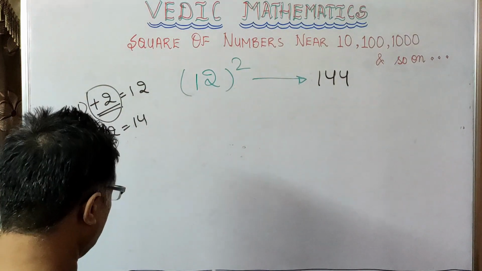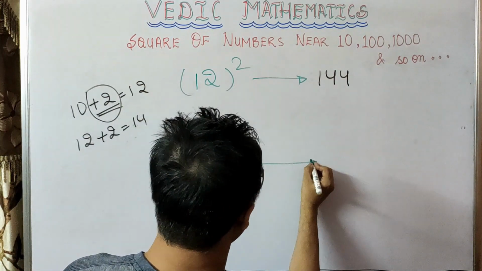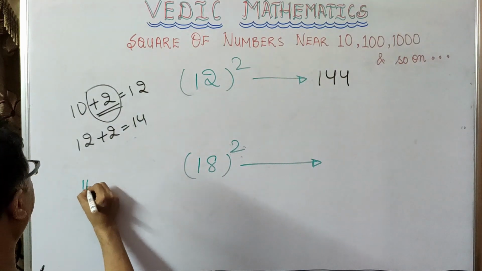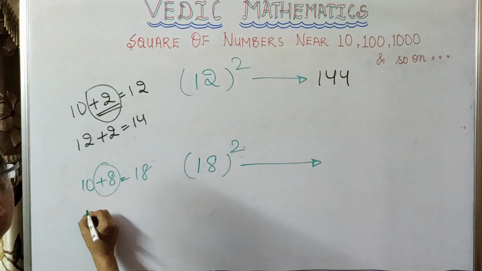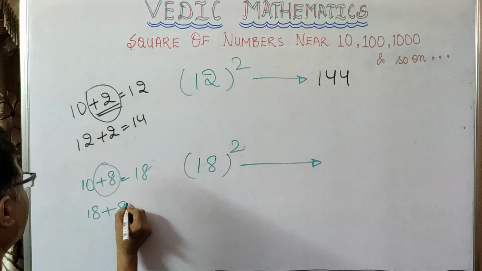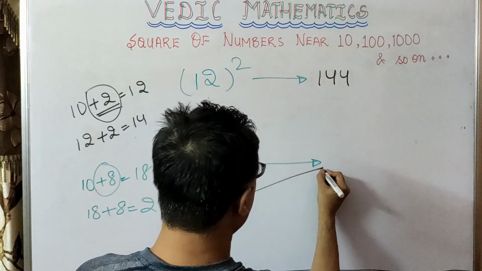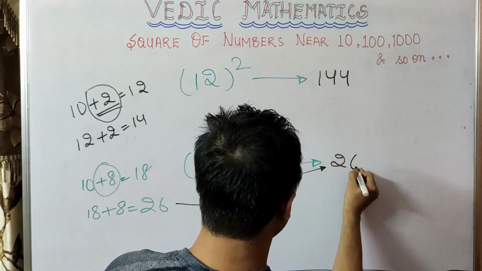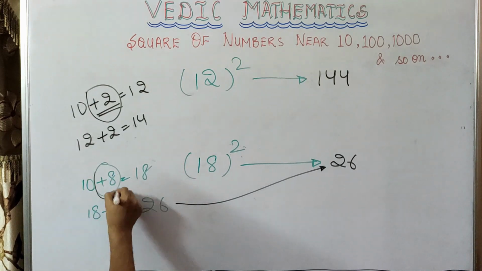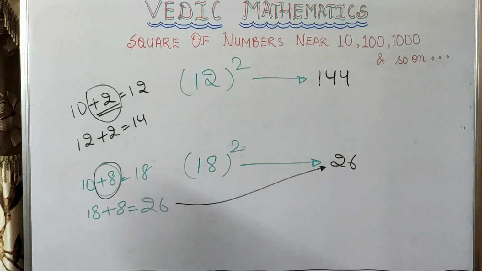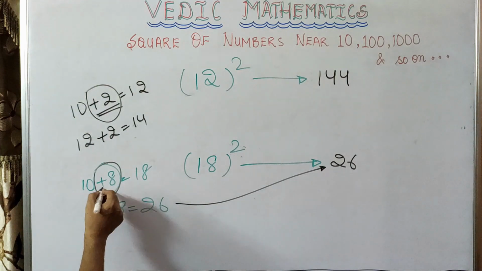Now for example, you have to find the square of 18. How will you do that? Now 18 is what? 10 plus 8 is equal to 18. So you have this plus 8. 18 plus 8 is what? 26. So you get your first part of the answer over here. You get 26. For the second part of the answer, you have to square this plus 8. And 8 square is what? 64. But we are using the base of 10 because we are calculating 10 plus 8.